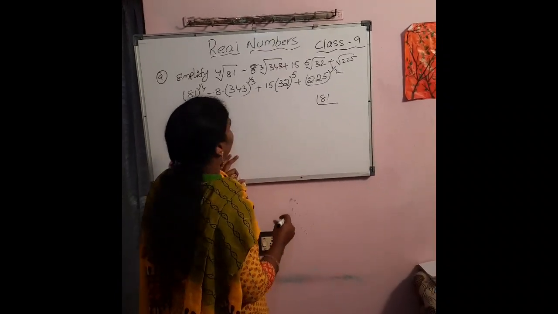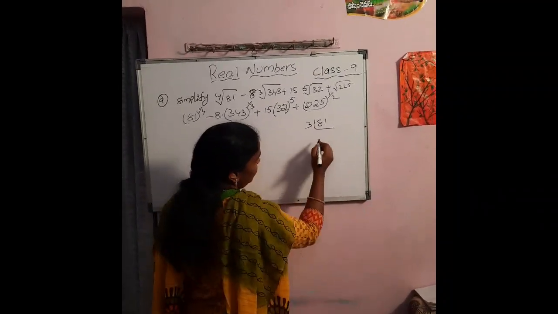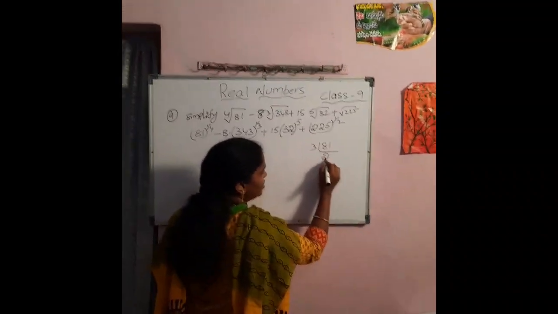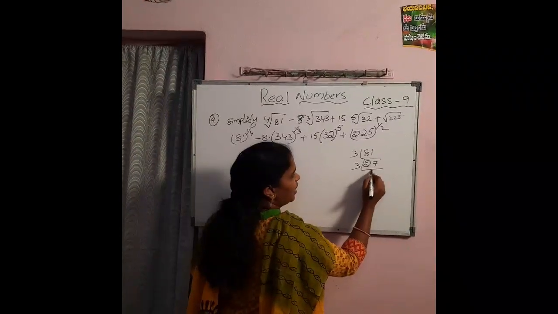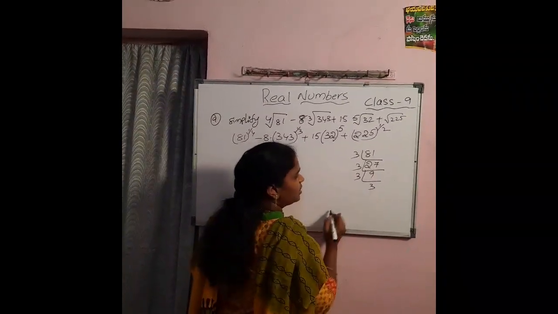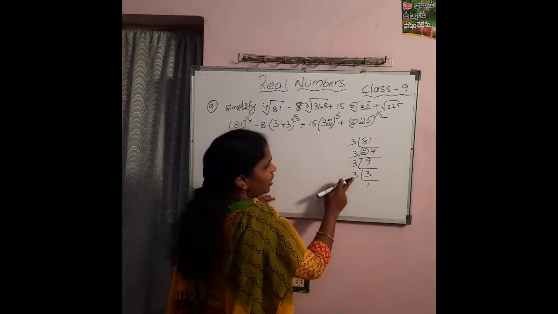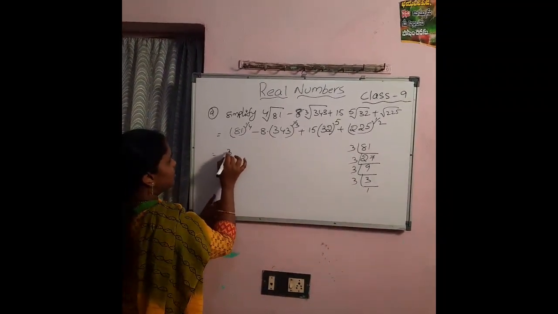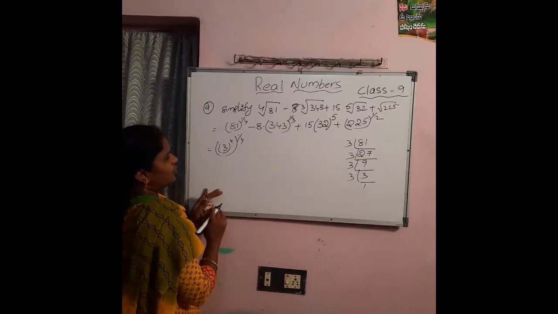So let us take the number 3. How many times can we divide? 81 divided by 3, 3 can be cancelled 27 times. Again in the 3 table, 9 3s are 27. Again in the 3 table, 3 3s are 9. Again in the 3 table, 1. So I can write 4 times 3. So 81 can be written as 3 to the power of 4 whole to the power of 1 by 4.